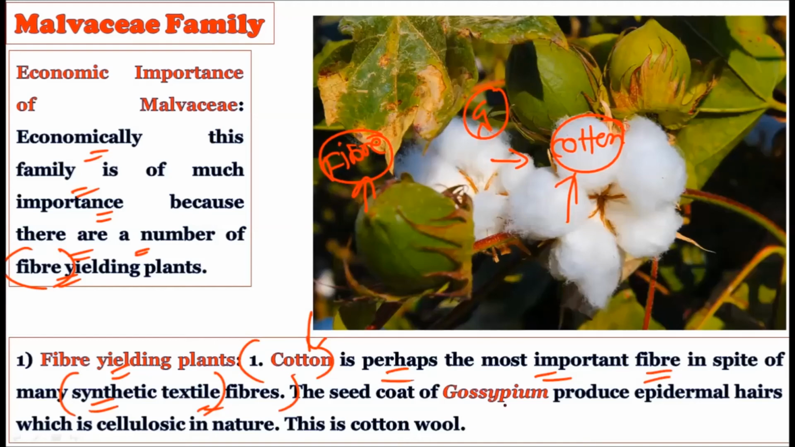See, the seed coat of Gossypium produces epidermal hairs of a cenozoic nature, and this is called cotton wool, okay. So not only cotton, but cotton wool is also created out of these plants, okay. So the very first plant which yields fiber is the cotton plant, the Gossypium genus, and this genus not only produces cotton, but it also produces wool, okay, and that is why it becomes a very important member of the Malvaceae family from the economic point of view, okay.